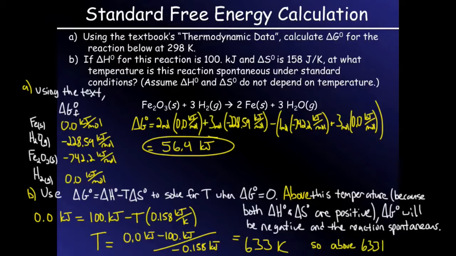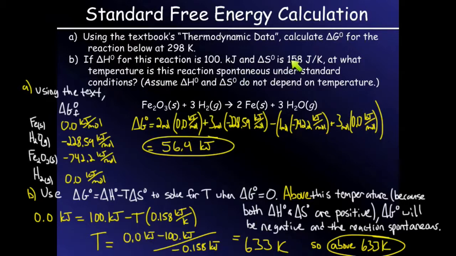So I will take this equation, rearrange it, setting delta G standard equal to 0, and solve for T. I get a T value of 633 Kelvin. So is it above this temperature the reaction is spontaneous, or below this temperature that the reaction is spontaneous?